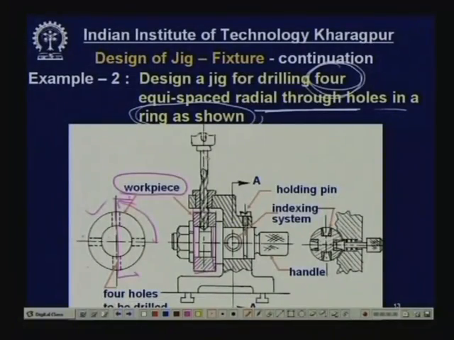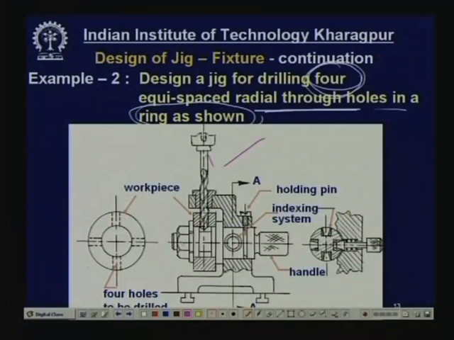Since it is a drilling operation, tool guidance will be essential, and that will be accomplished by a jig bush of this kind, maybe with pin or without pin, which you have to decide. Now, how will this be done? See one by one. First of all, this blank has to be located, then supported, then clamped, then tool guidance and other things.